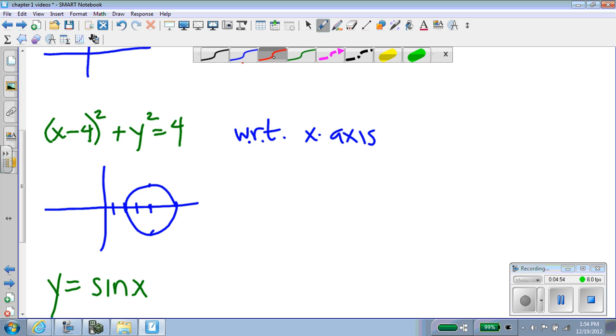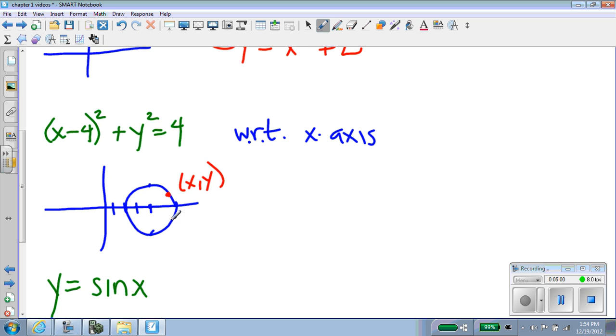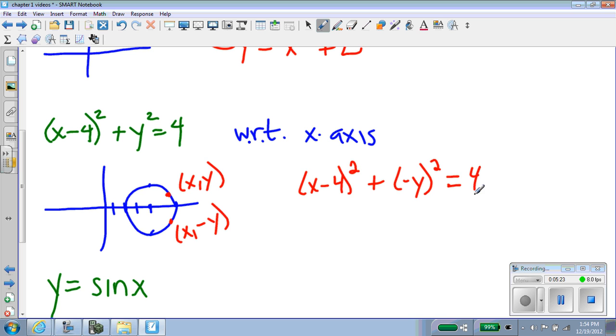If we look at a point x, y, then there will always be a point that is x, opposite of y, that is also on the same graph. So to prove algebraically that the x-axis is a line of symmetry, we would keep x, but substitute the opposite of y, and show that if we do that simplification, we end up with the original equation.